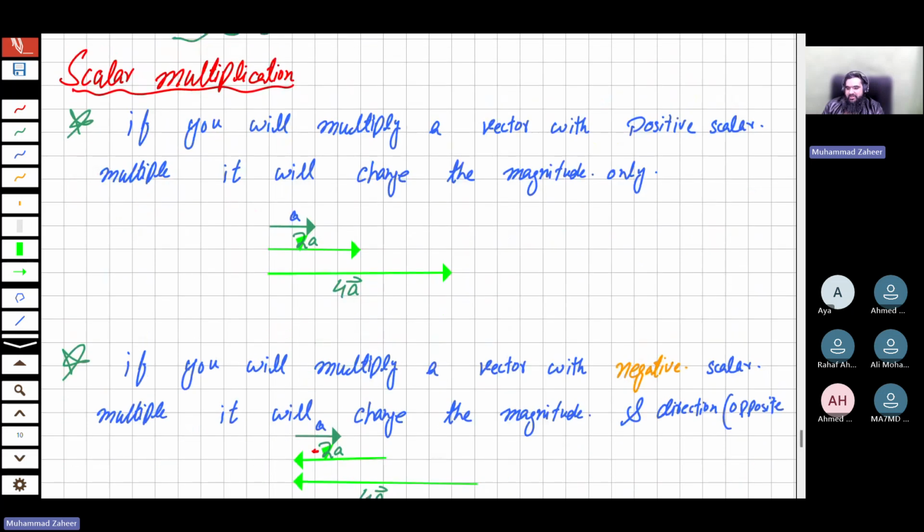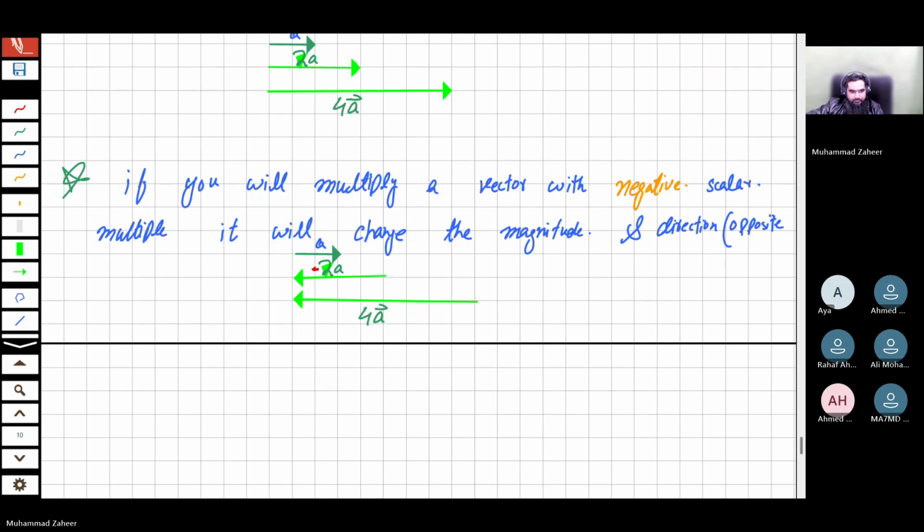Always remember, if you are multiplying with a scale factor that is positive, it increases the magnitude, and if it is negative, it increases the magnitude but makes the direction opposite. Yes, everyone, any question till here? Clear. All right.